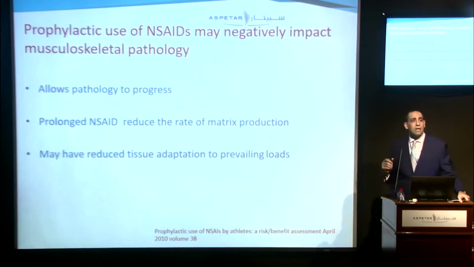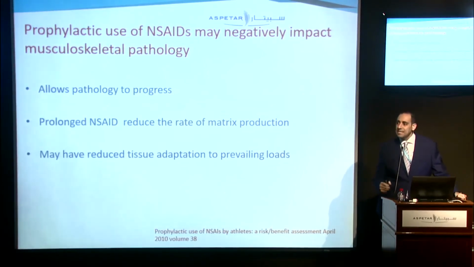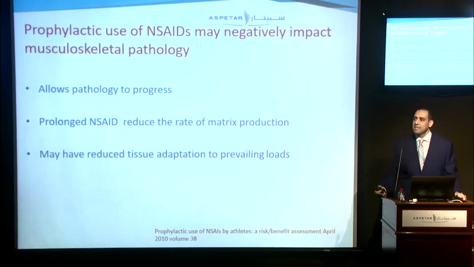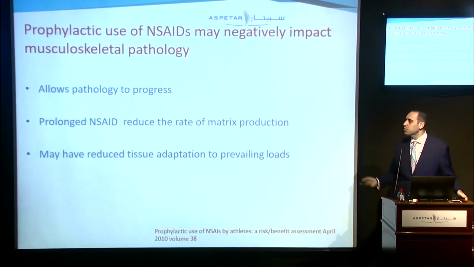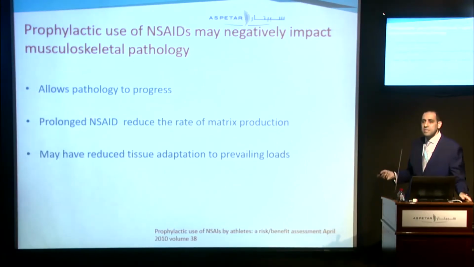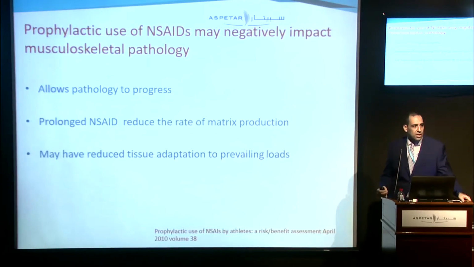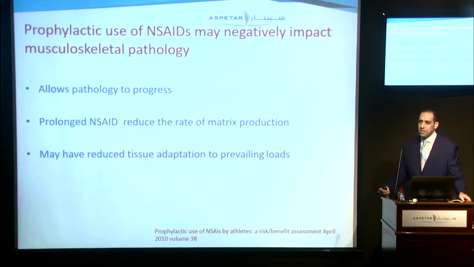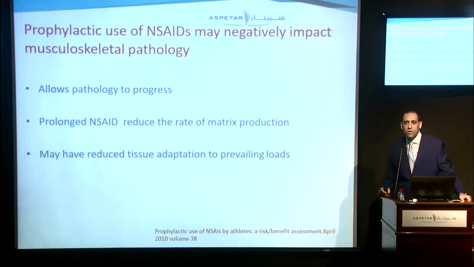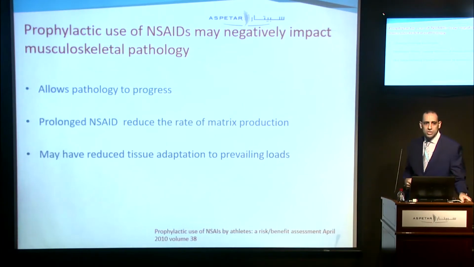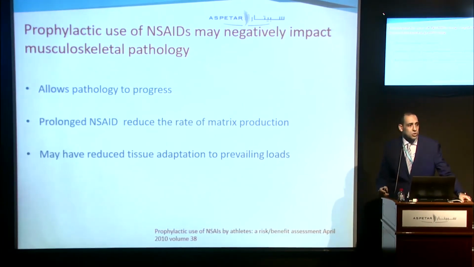So how can the prophylactic use of NSAIDs negatively impact the musculoskeletal system? As I mentioned before, if you are using it prophylactically to block the pain before it occurs, it will allow the pathology to progress. Another reason is that COX enzymes and prostaglandins play a very important role in the production of the extracellular matrix, which is the collagen that makes our musculoskeletal tissue strong. But if the NSAID blocks the work of the COX enzymes and the prostaglandins, we are going to cause less production of collagen, which makes our musculoskeletal tissue weaker.